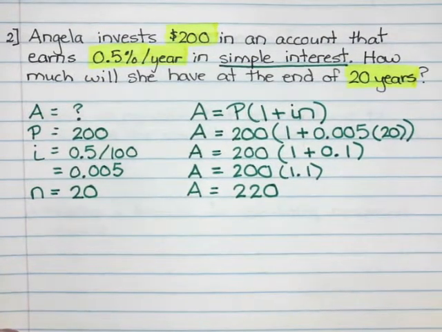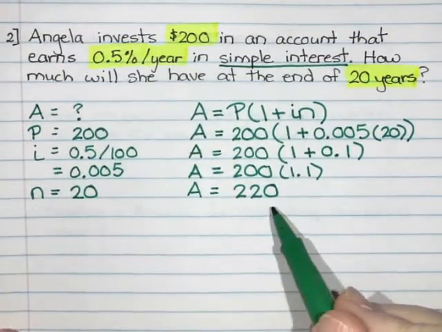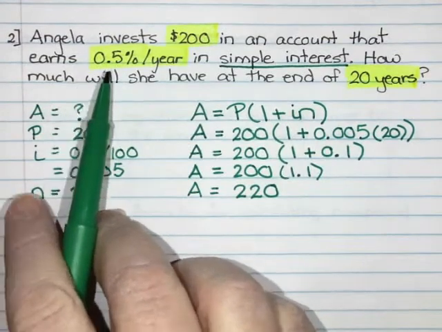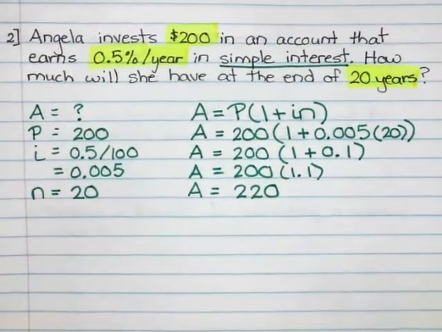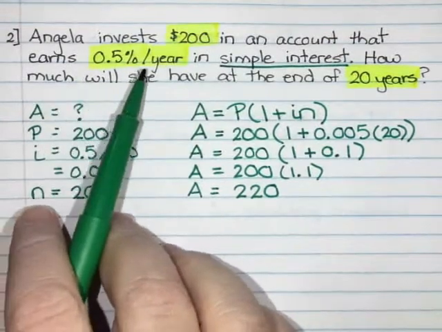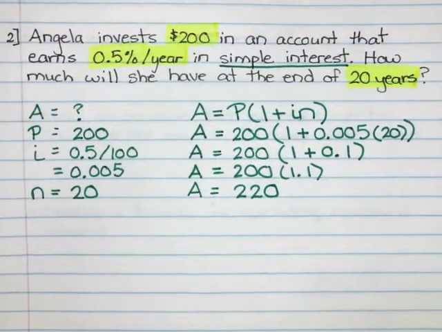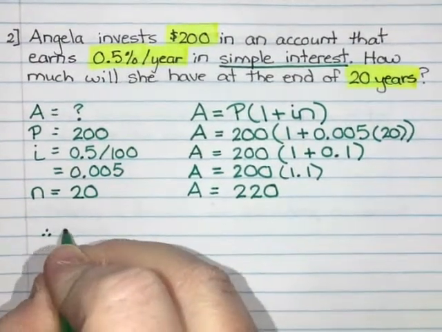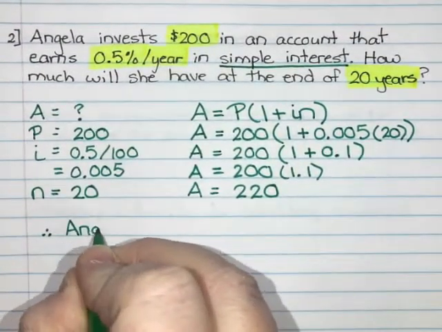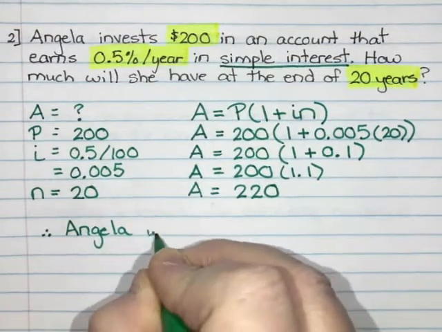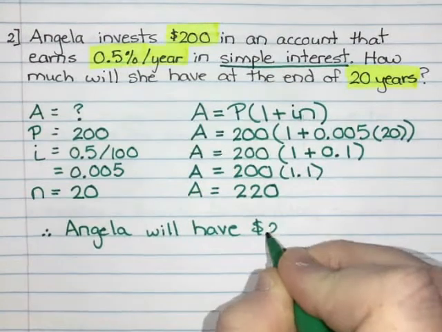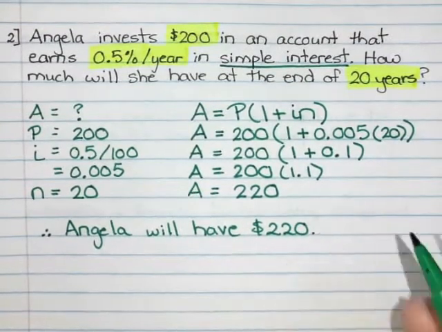Now, that is not a lot of extra money, right? She started with $200. She ended with $220, but that's because she's only getting 0.5%. She's getting 0.5% every year, which is not a lot. And that is actually a more accurate type of interest rate that you might see on a bank account these days. So I'm going to say, therefore, Angela will have $220. And that's it.